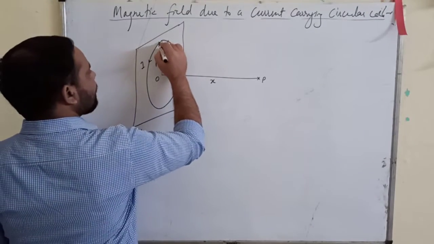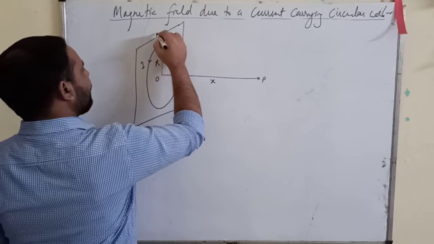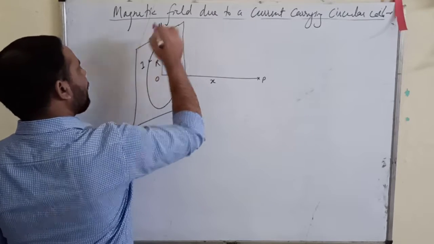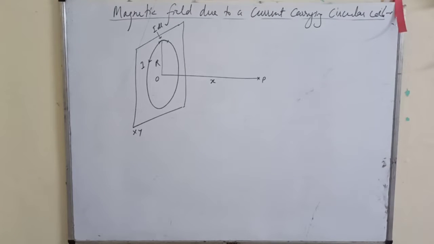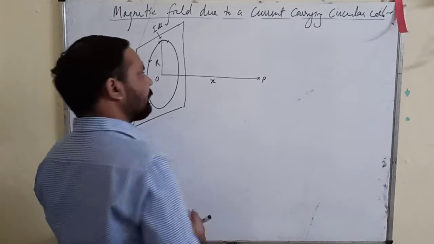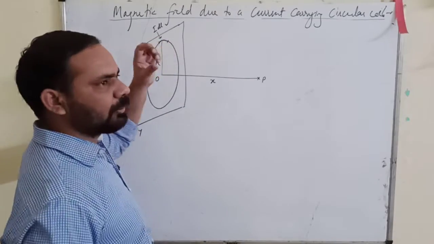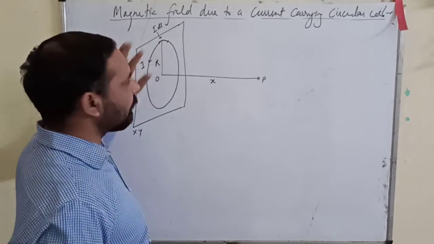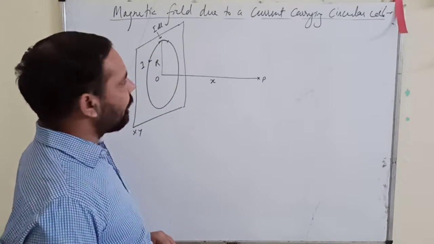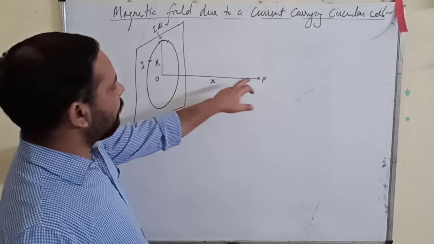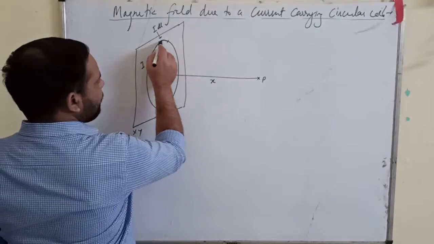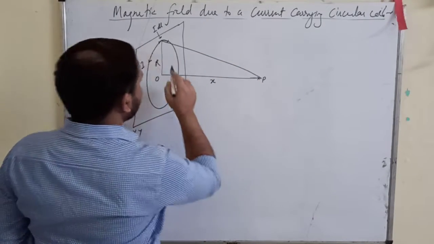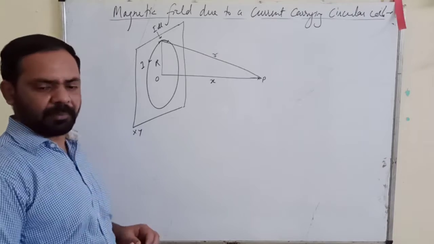Let us suppose that this is the current element, this is IDL. This is the current element IDL whose length is infinitesimally small, equal to DL. So we will first of all find out the magnetic field at P due to this IDL. Let us suppose that the distance of this point from here is R.